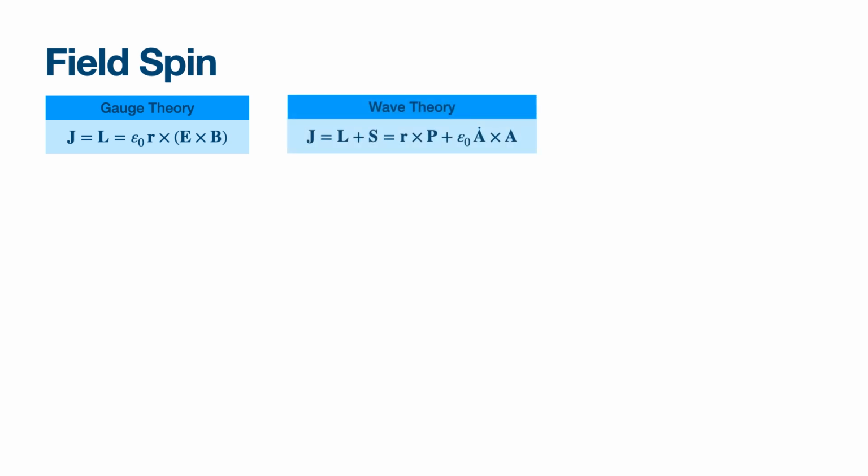Now I will discuss electromagnetic spin. This is the intrinsic angular momentum associated with the vector nature of electromagnetism. There can be no gauge invariant expression for spin, so in gauge theory there is no spin. Spin is absorbed into orbital angular momentum as a result of symmetrization. In wave theory, on the other hand, there is both orbital and spin angular momentum. These are separately conserved in the absence of sources.